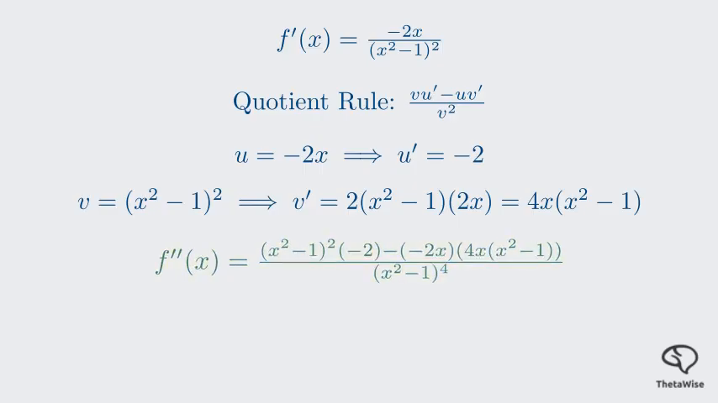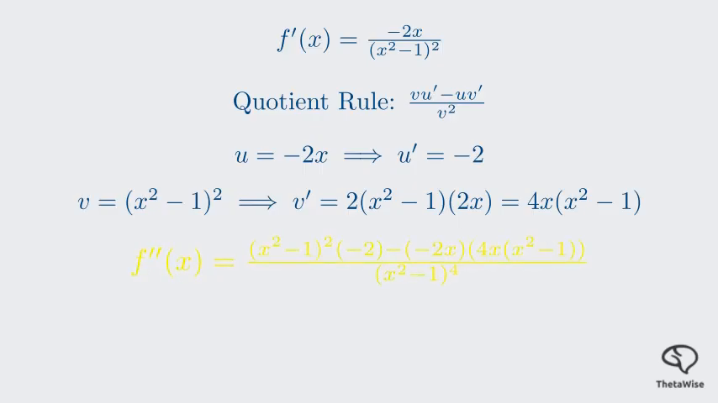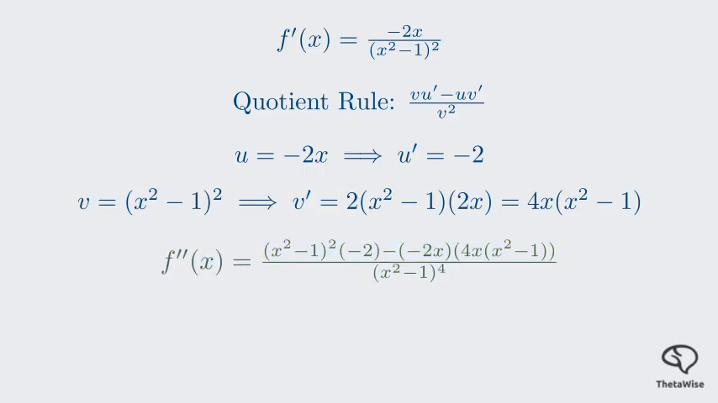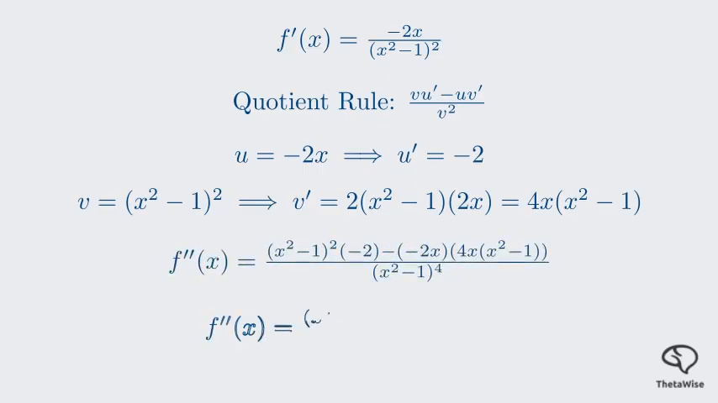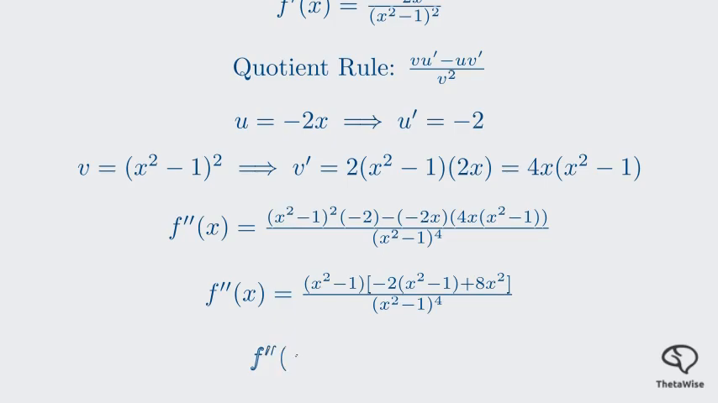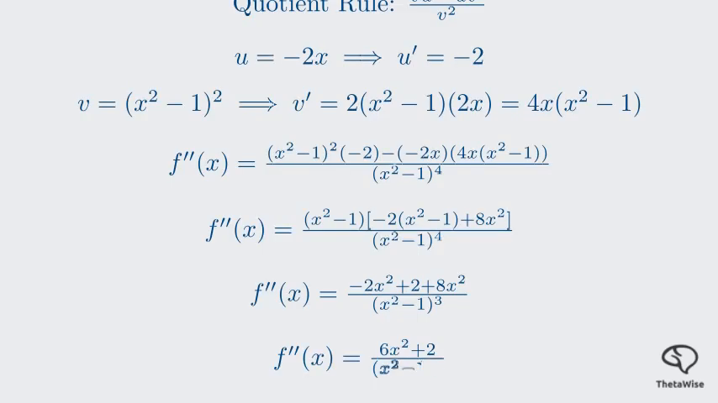This looks complicated, but we can simplify it. Notice that x squared minus 1 is a common factor in the numerator. We can factor out x squared minus 1 from the numerator. This allows us to cancel one of the factors in the denominator, simplifying the expression to negative 2 times x squared minus 1 plus 8x squared all over x squared minus 1 cubed.